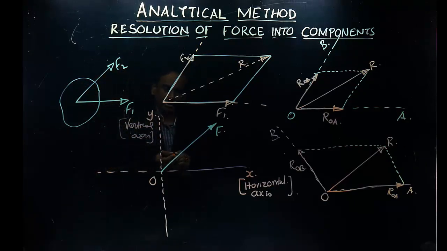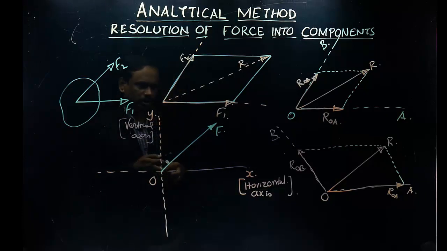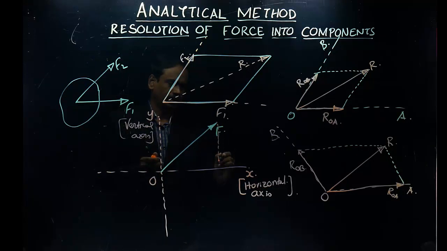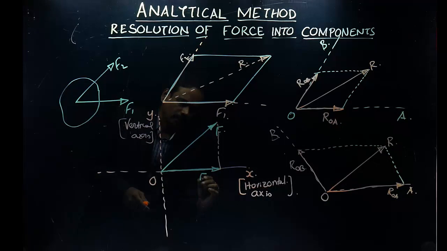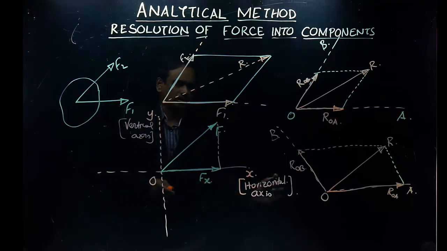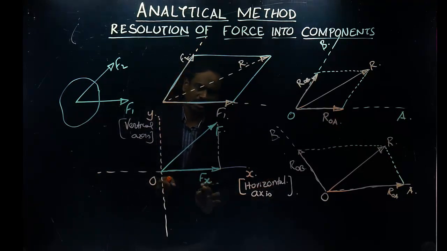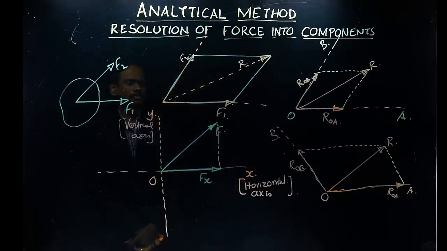Now we have to find the components of the given force along these two orthogonal or perpendicular axes. What you have to do is draw a line parallel to this. Wherever it meets, that will give me the x component of the force. It is also called the horizontal component. Some people call this the x component and some people call this the horizontal component.